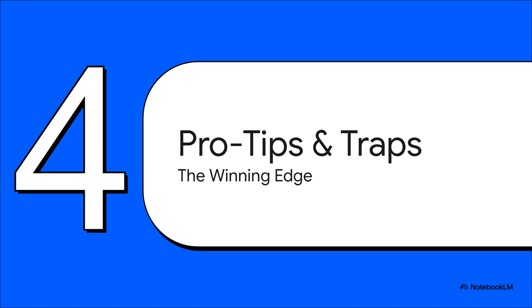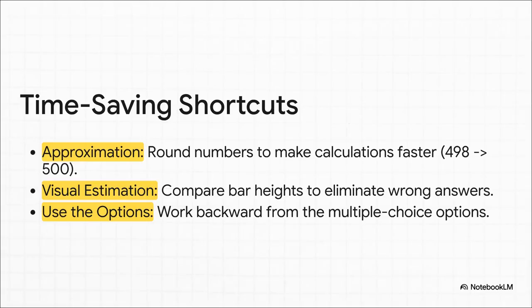Okay, so you've got your map, you've got your tools. Now it's time to talk strategy. This is the fun part. This is where you get a real edge. We're going to cover some pro-level shortcuts to make you faster, and, just as important, we're going to look at the most common traps that test makers love to set. Think of these 3 shortcuts as your secret weapons against the clock.